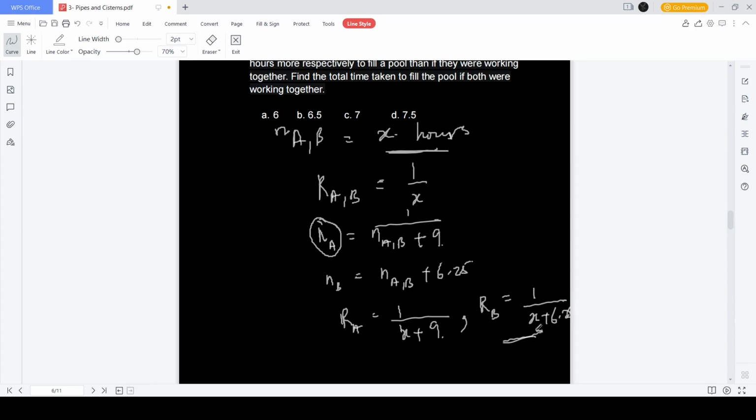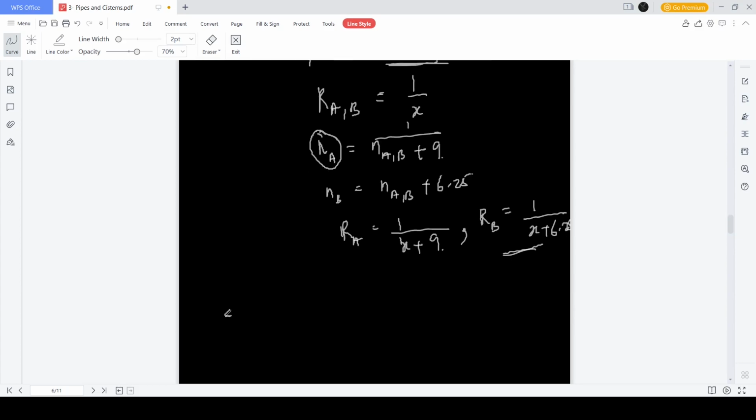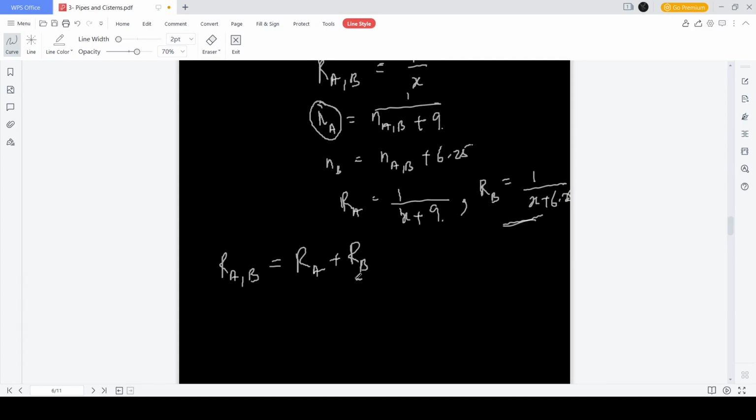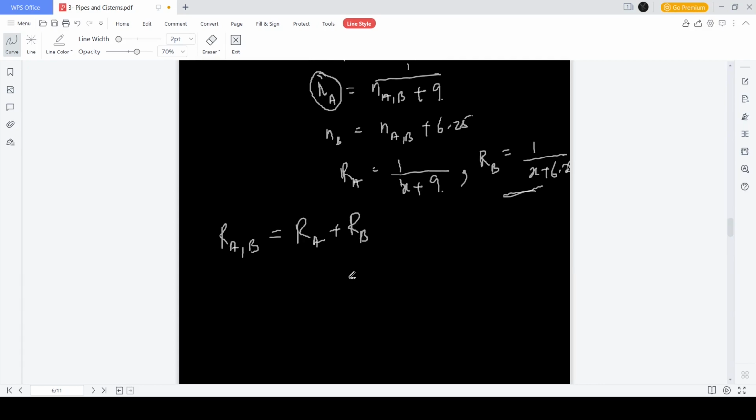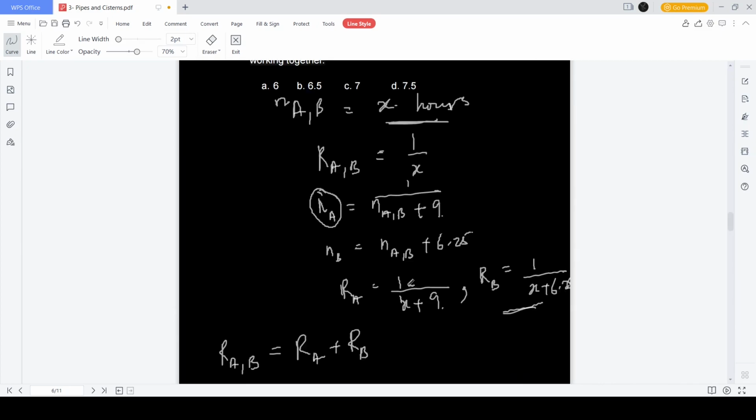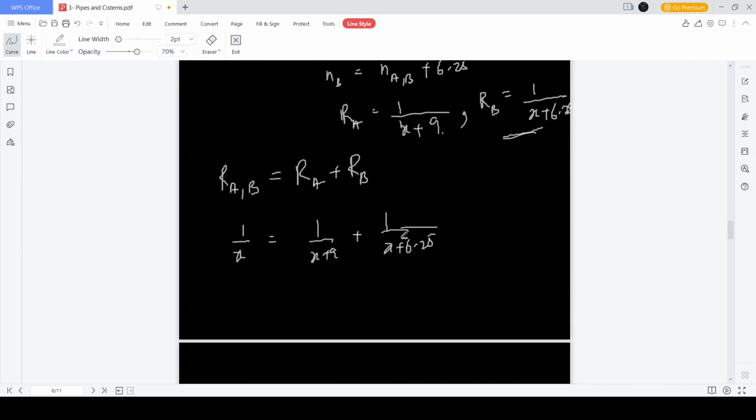Now we know one more fact, that if A and B are working together, their rates add up, right? So RAB is equal to RA plus RB. Now we substitute RAB here. That is nothing but 1 by x equal to 1 by x plus 9 plus 1 by x plus 6.25. We solve this equation, we get the value of x, we mark the answer. That's as simple as that.